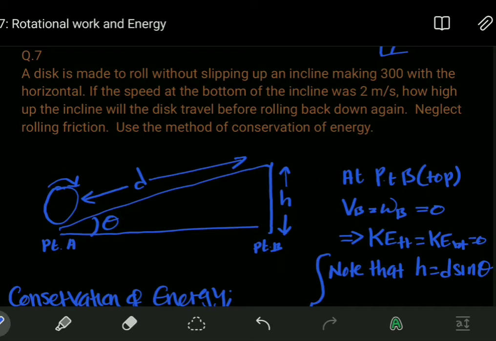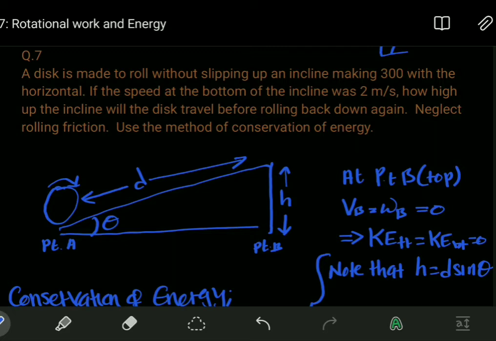Okay, so we have this disc which is moving with a speed of 2 meters per second at the bottom of the incline. Okay, so it's going up the incline. Now we have to find the height. Okay, so the question is saying how high up the incline will the disc travel before rolling back down again. Okay, so we need to find the height to which this disc will travel before it starts rolling back down.